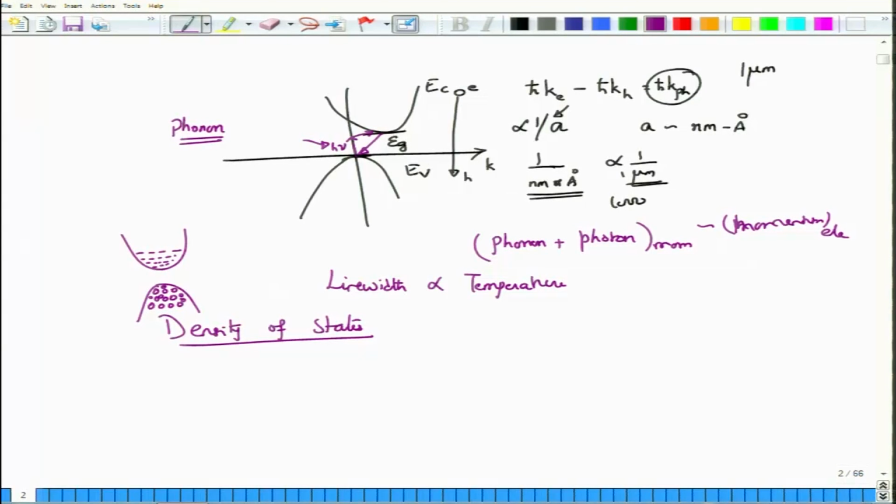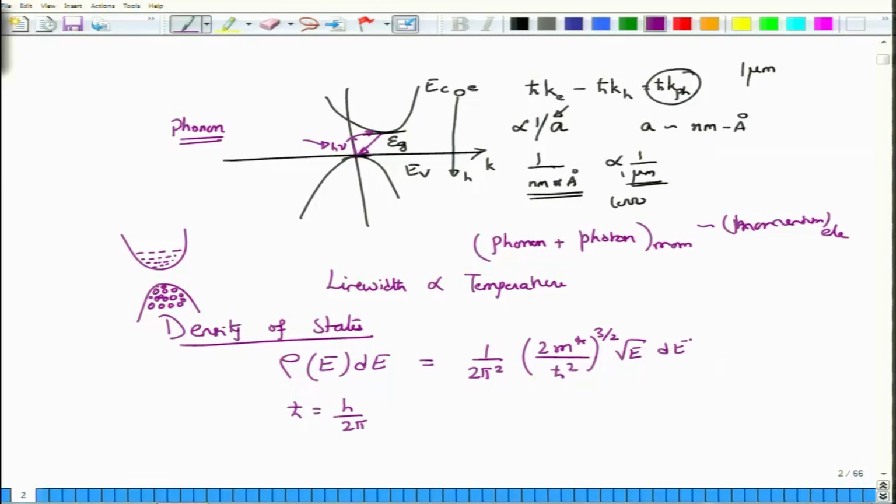So that is the density of states. Now without actually giving you the derivation of this one, it is sufficient for us to note that the density of states, the number of states per volume, because I have multiplied this one by energy, is actually given by 1 by 2 pi square (2m star by h bar square) to the power 3 by 2, square root of E dE. Please note the star. Here h bar is Planck's constant h divided by 2 pi. Now this is an important equation.